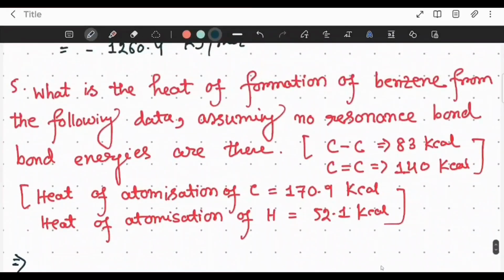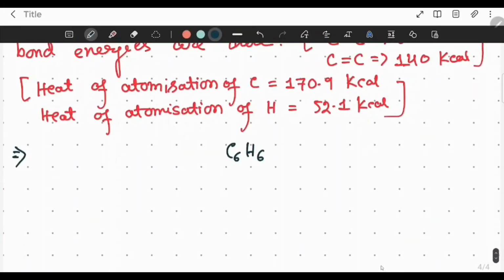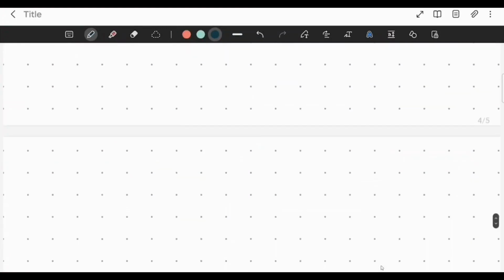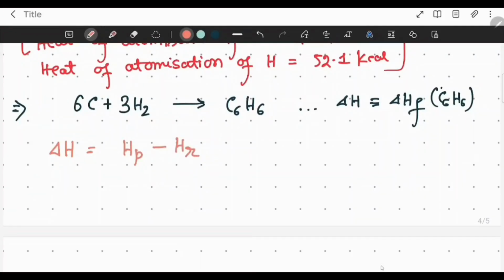Now we have to find out the heat of formation for benzene, right? So benzene is C6H6, we know, and to calculate the heat of formation, we have to construct it from carbon and hydrogen. So we have to find out del H for this reaction. That will be the heat of formation. That del H will be the heat of formation for C6H6. Correct. So now how can we find this del H? Eventually del H will be H of product minus H of reactant. You can write it like this.